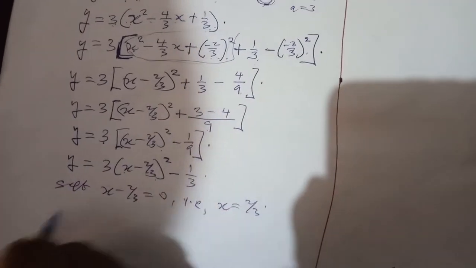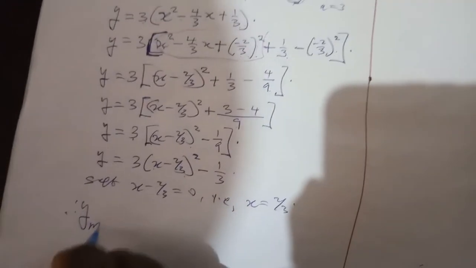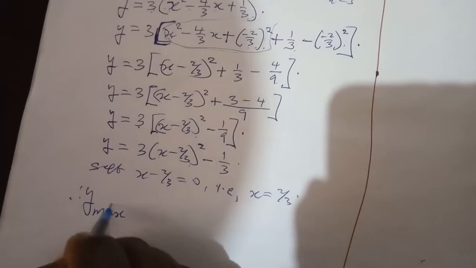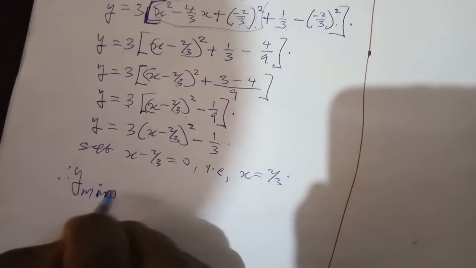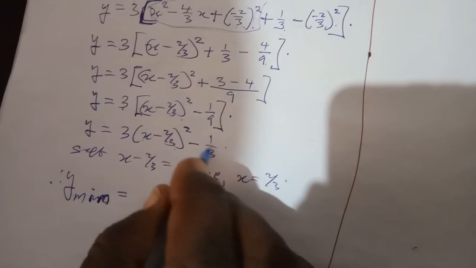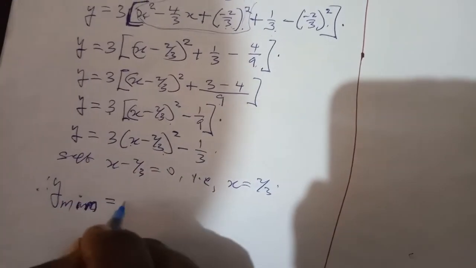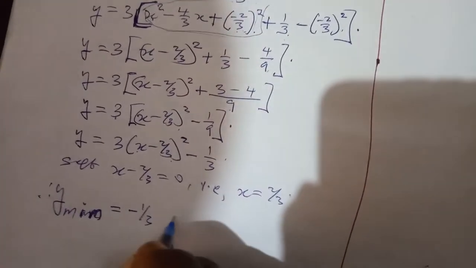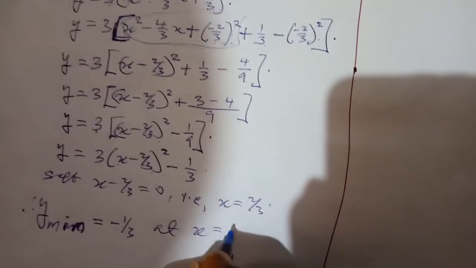That means that, therefore, y minimum is going to be equal to this term if this becomes 0. It's going to be equal to minus 1 over 3 at x is equal to 2 over 3.